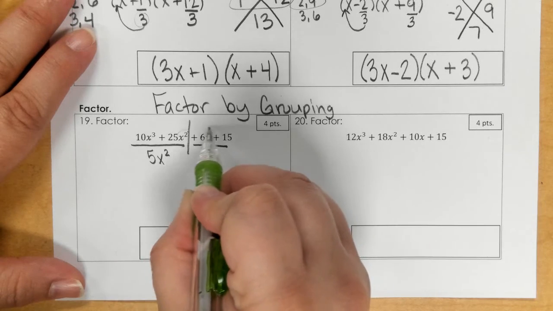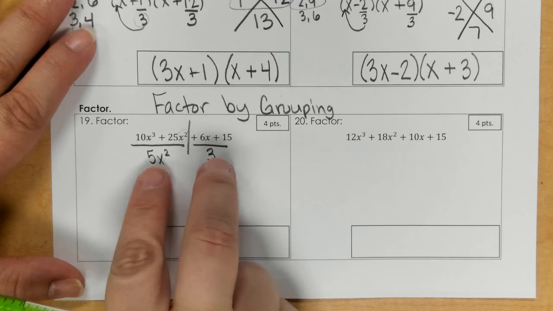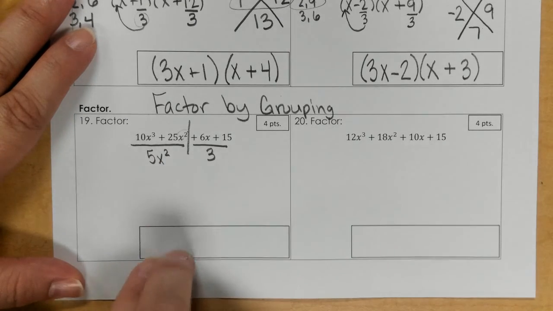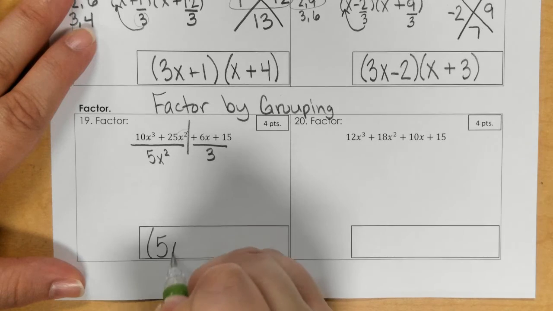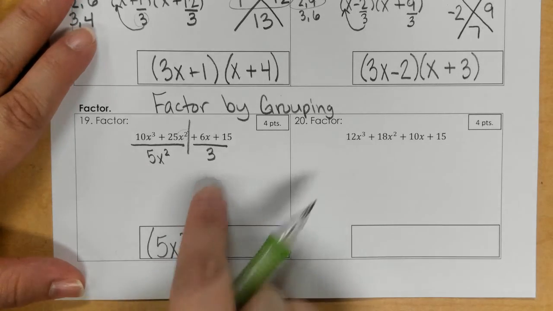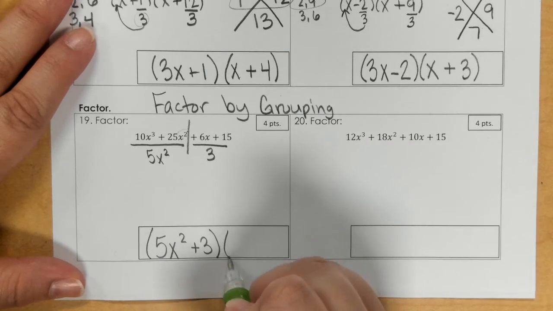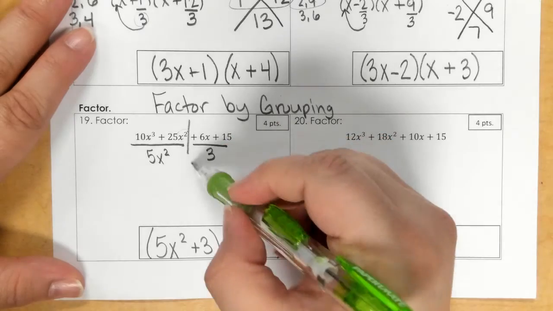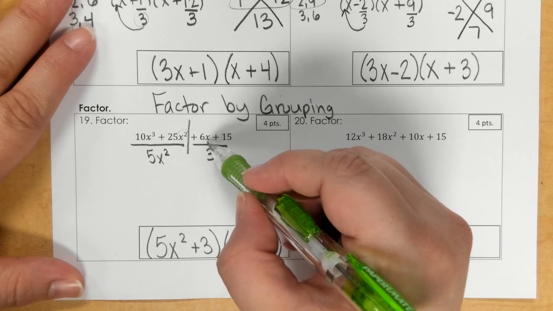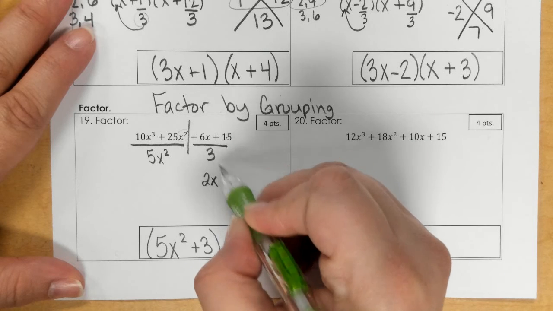Then I find the GCF of this side, which is 3. Now, these two GCFs you bring together down here, and you say, okay, well, 5x squared plus 3 is your first factor. Then, to get the second one, we divide this part here. So 6x divided by 3 is 2x. And 15 divided by 3 is 5.